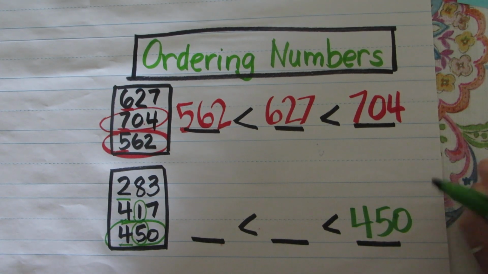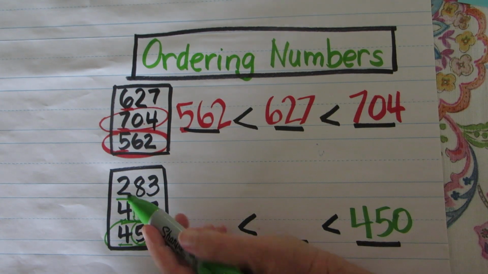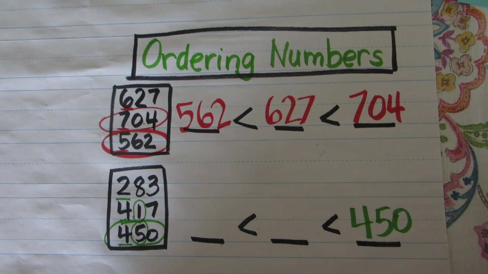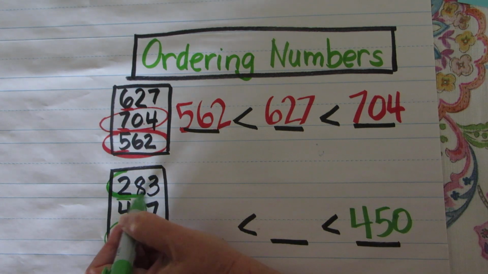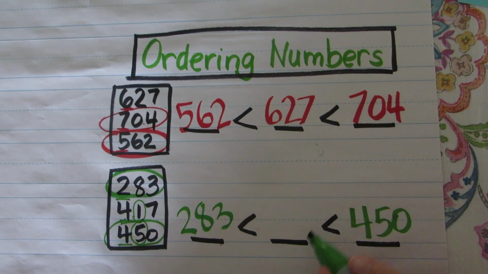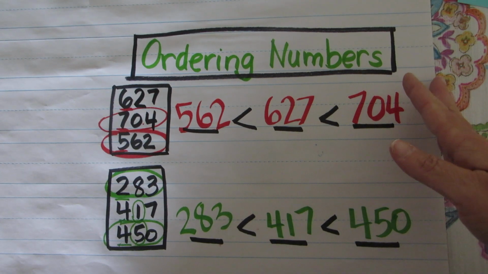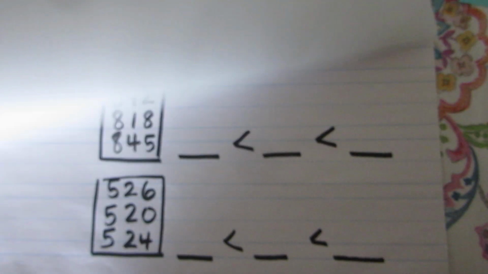My lesser number would be, out of these two, which one has the least amount of hundreds? 200 or 400? I hope you're thinking what I'm thinking, 283. And so the number that's left over is the one that's going to go in the middle. And when you read this number sentence, it reads 283 is less than 417, which is less than 450. That wasn't too bad, but then we get a little bit trickier. So let's move on to this one.